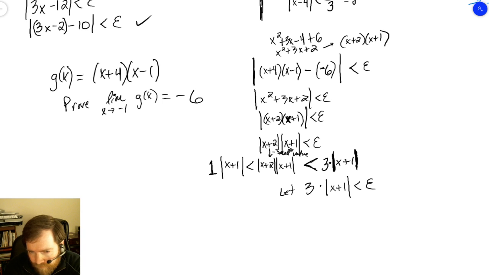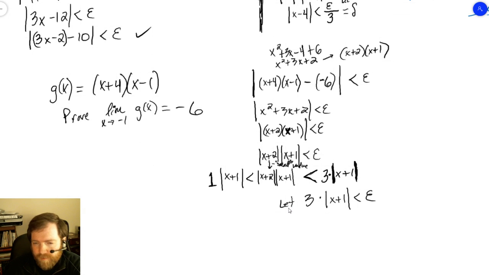All right. It might not even be let. I think that's just so. All right, which means that the absolute value of x plus 1 is going to be less than epsilon over 3, just like we did from the last example.